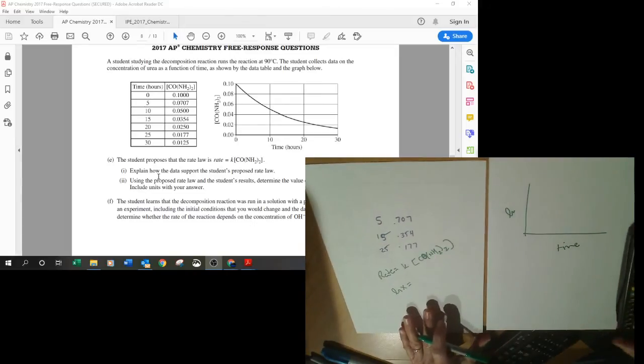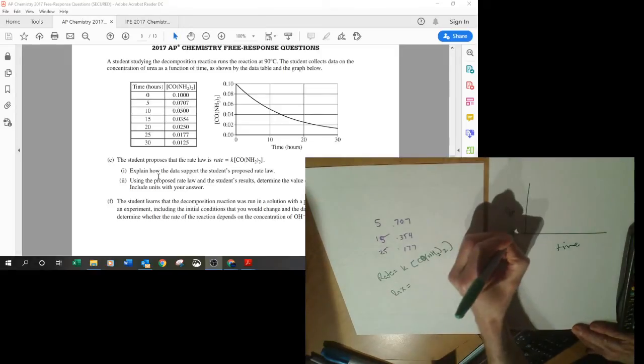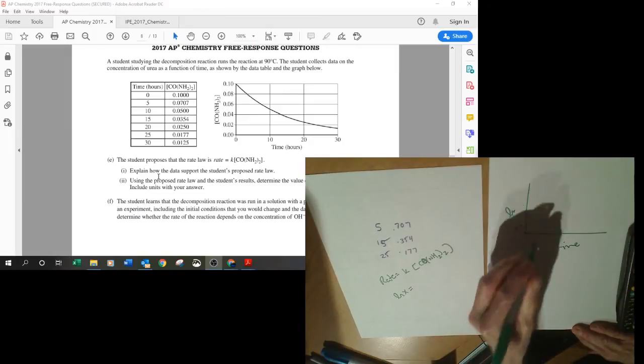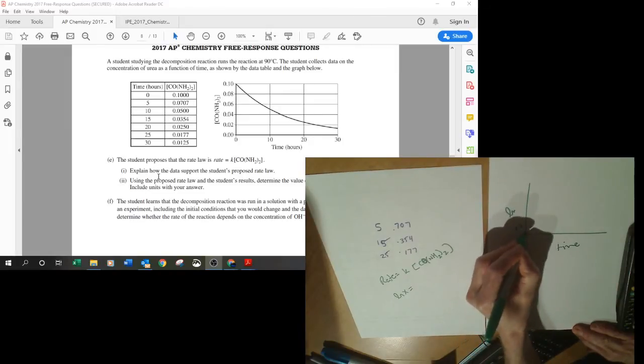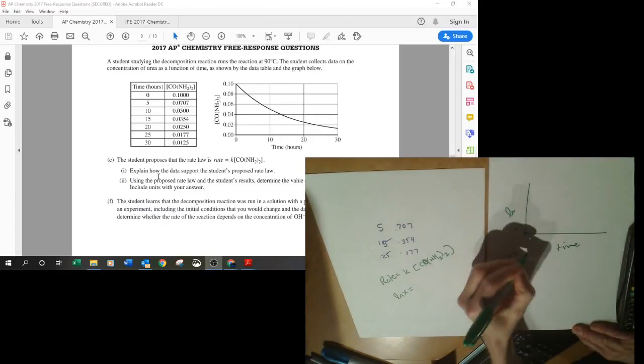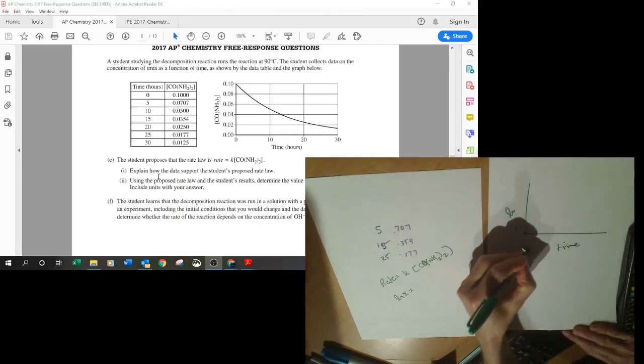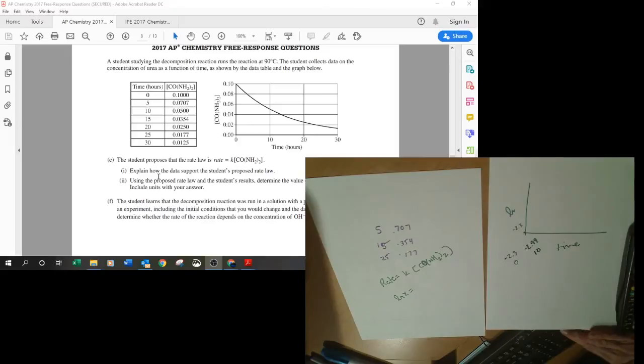So if we take the natural log of 0.1, it is negative 2.3, and that's at time 0. So we've got a negative 2.3 at time 0, and then we've got the natural log of 0.05, which is negative 2.99, at a time of 10 hours. That's all we need. We don't need to draw any more than that, I think.